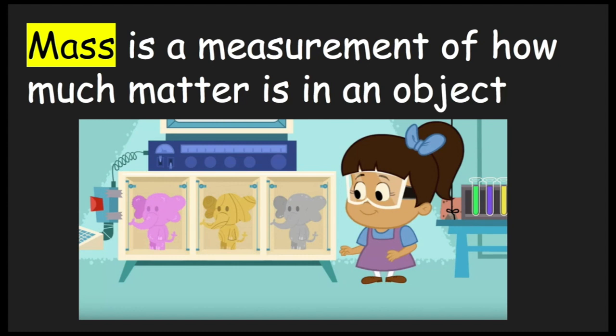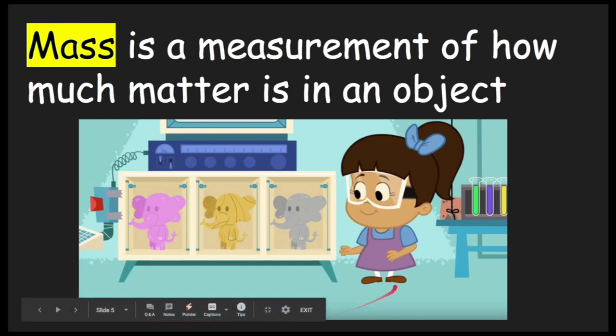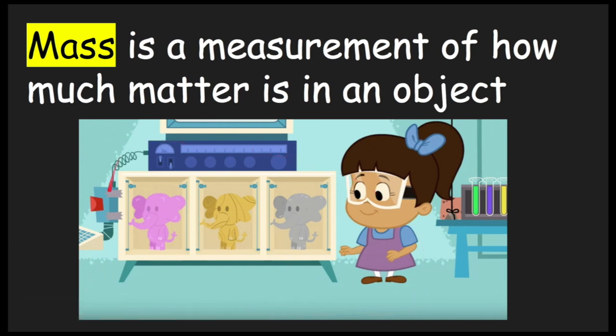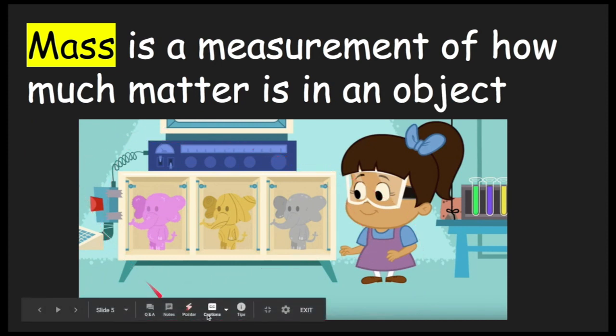All right, so let's move on. I hope you paused the video and you looked around for pieces of matter. But right now, we're going to talk about this word. This is the word mass. Mass is a measurement of how much matter is in an object. And right now, let's look at this picture. Here we have 3 little elephants. And if you notice, the elephants are the same exact shape, they're the same exact size, but these elephants do not have the same mass.